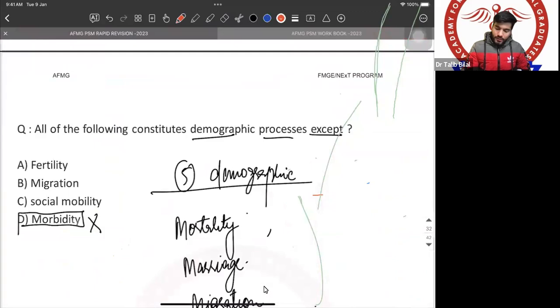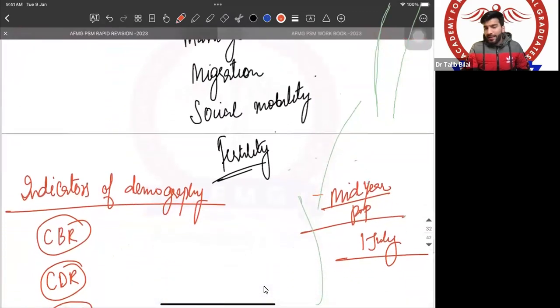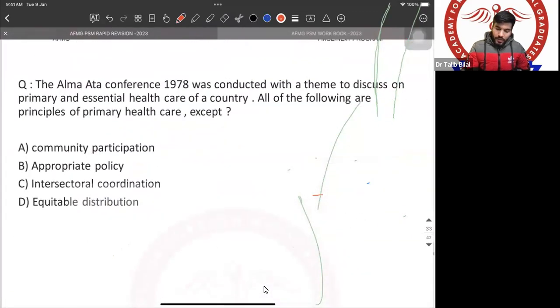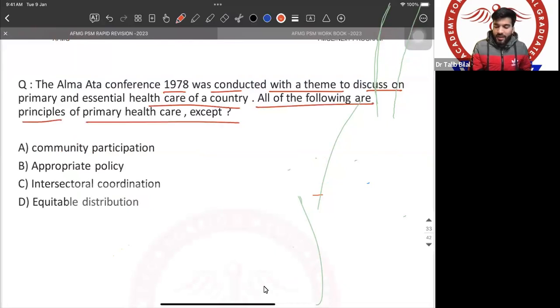Okay, 5 demographic processes: mortality, marriage, migration, social mobility, and fertility. The Alma-Ata Conference 1978 was conducted with a theme to discuss the primary and essential healthcare of a country. All of the following are the principles of primary healthcare, except.